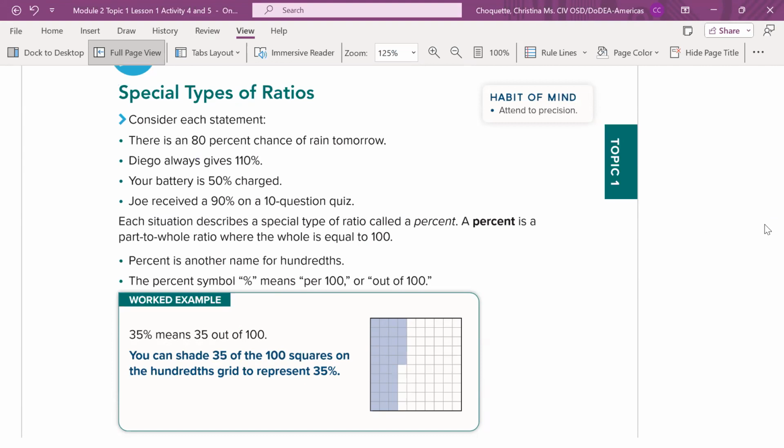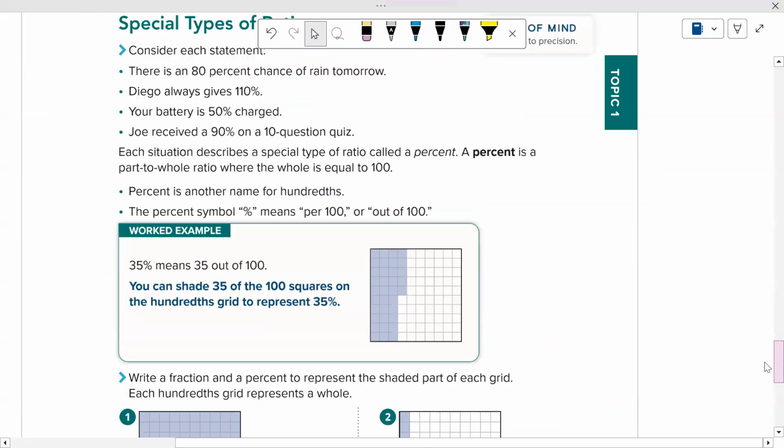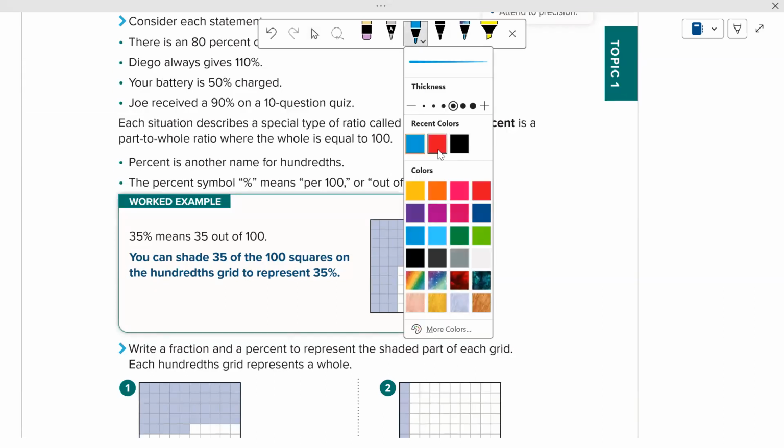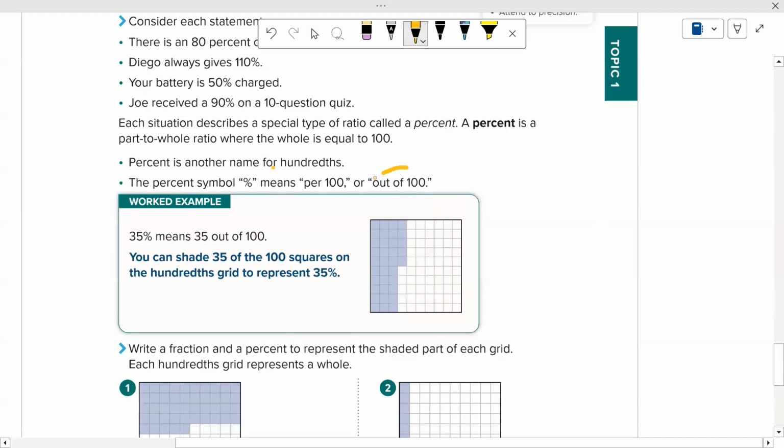Each situation describes a special type of ratio called a percent. A percent is a part to whole ratio where the whole is equal to 100. A percent is like another name for hundredths or out of 100. So whenever you are looking at percents, you're always thinking about how much is it out of 100. So there's that word out of that we were using with our part to whole ratios, because the important thing you have to remember is that a percent is a part to whole. And with your grades, whenever you're trying to figure out your percentage, you're always trying to figure out how many you got right out of the total number of questions, okay?